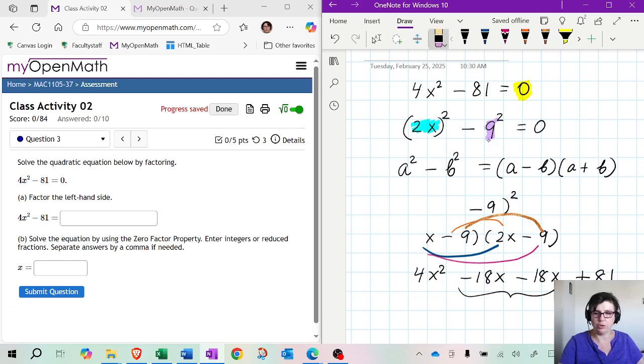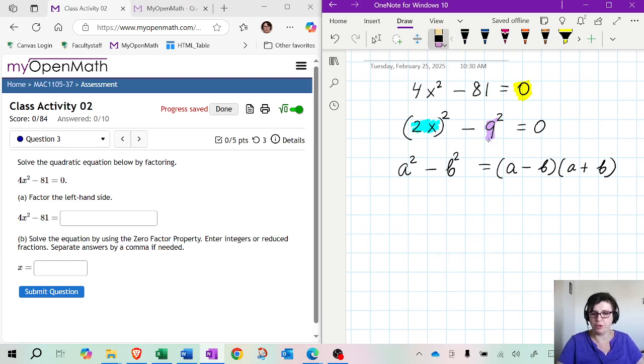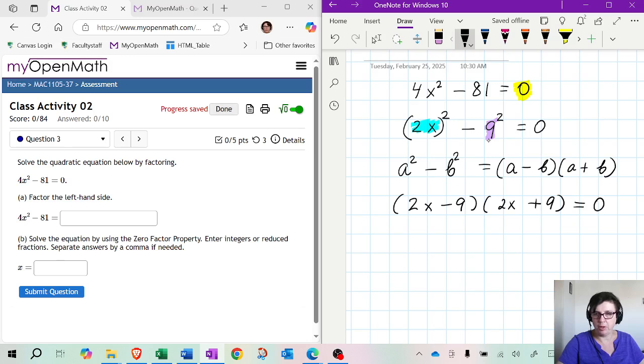This is not correct. So you need to understand that when you have a difference of squares, we factor it by using the difference of squares pattern. So this should be 2x minus 9 multiplied by 2x plus 9. Okay, and that's going to be equal to 0.